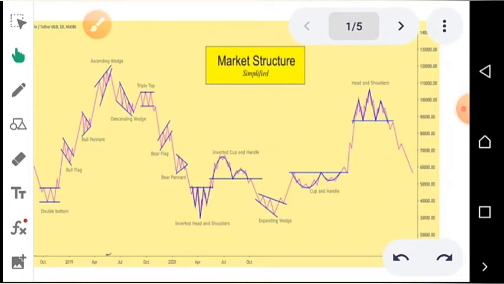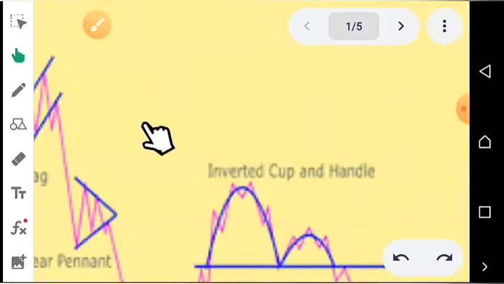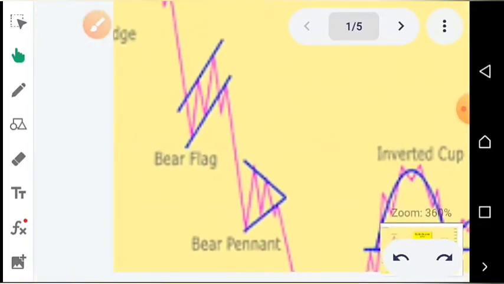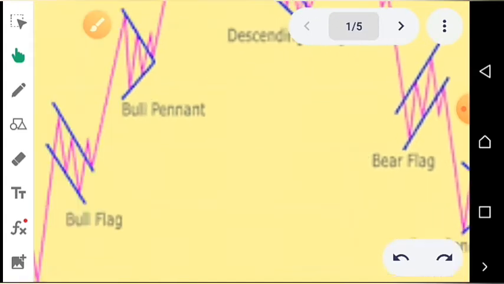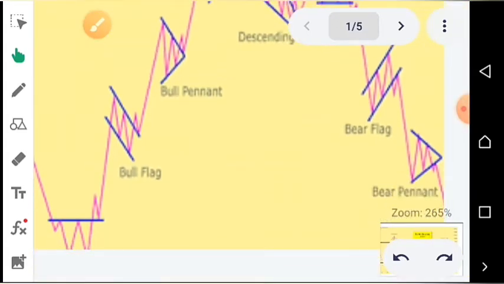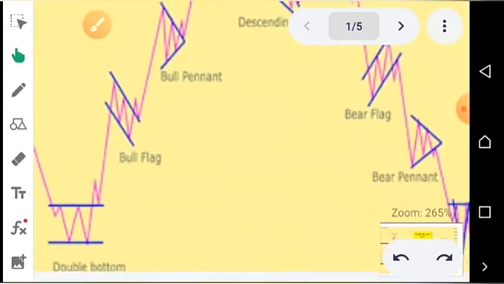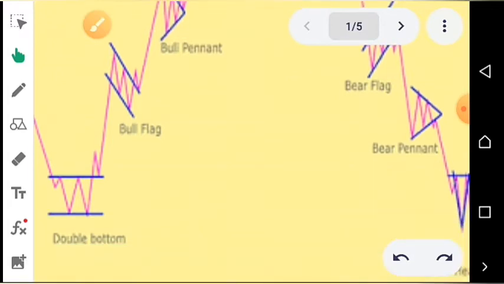Now, if you look properly, you are going to be seeing different kinds of chart formations. I'm going to be showing you each of them gradually, and how to trade them. If you look here, you can see this is actually the double bottom.